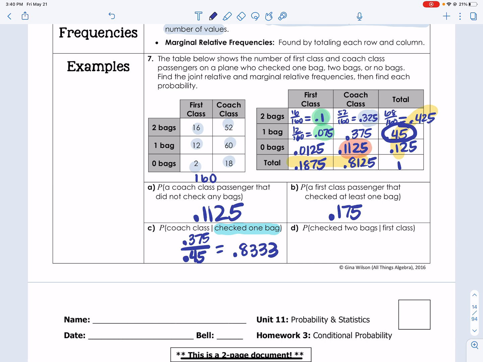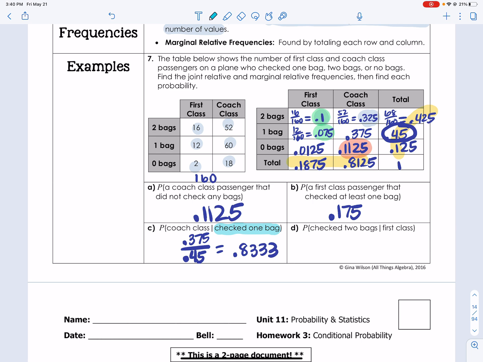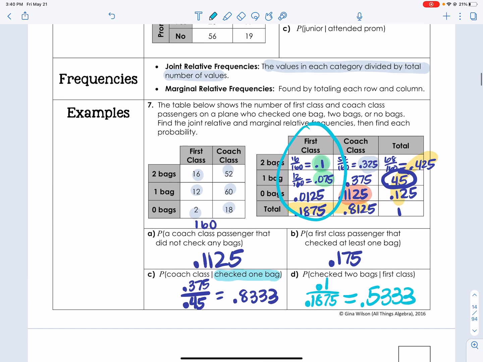So now you do the same thing here. If you look at the next one, it's saying, what's the probability somebody checks 2 bags if you know they're in first class? So then you have to look at first class. That's my total, 0.1875. And then you're going to look at who checked 2 bags, which is 0.1. So you divide that out and it's 0.533. Okay, so this is the last part of that assignment.